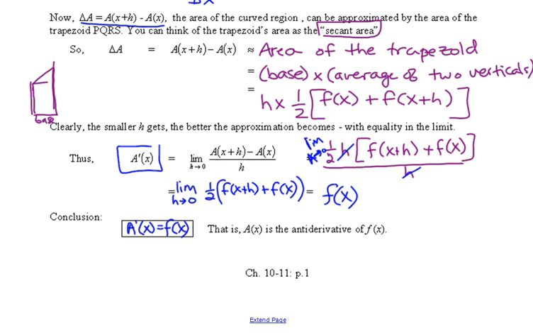So here's the huge application. Now, if you have a function, the antiderivative of our function could give us the area under our curve. It's really cool. Okay, turn the page.